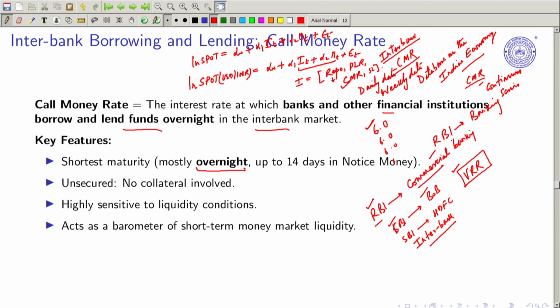So let's come back to the call money rate. It is the interest rate at which banks and other financial institutions borrow and lend funds overnight in the interbank market. This is what is called the call money rate. It is the shortest maturity, but it can go up to 14 days, called notice money. So overnight and up to 14 days.